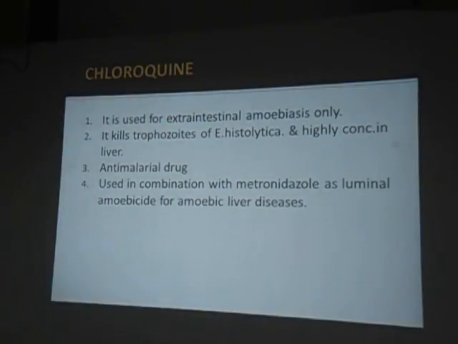Trimozoin. Okay, this thing is a toxic product and it can cause cell lysis. That part is inhibited here, and in a similar way it can be toxic here also. It is used in extraintestinal amoebiasis. It kills the trophozoites of Entamoeba histolytica and attains higher concentration in the liver. That's why it can be used in hepatic amoebiasis.